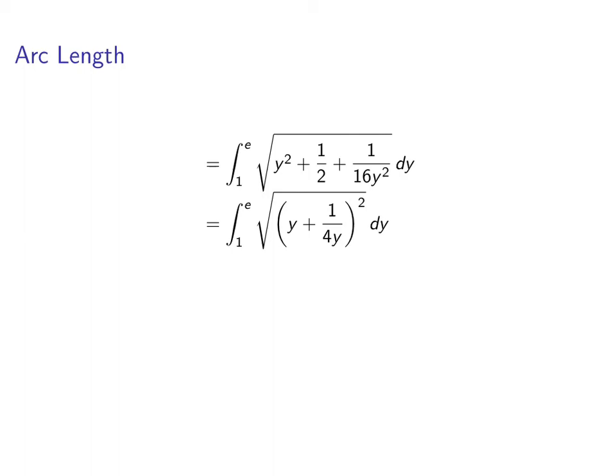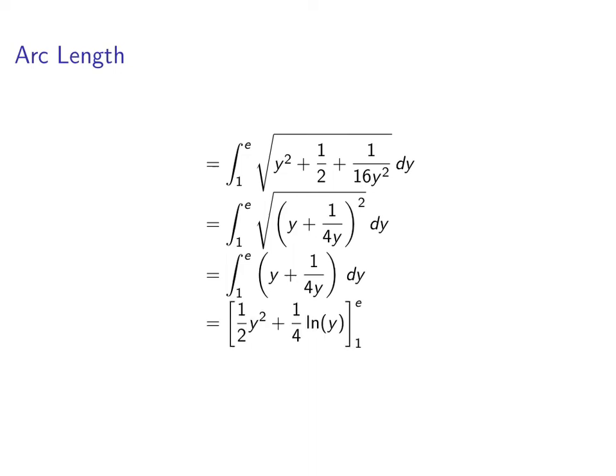And so now we can cancel the square root and the square because the thing on the inside is always positive. So now we have the integral from 1 to e of y plus 1 over 4y dy. All right, maybe not trivial, but certainly easy to compute. We end up with 1/2 y squared plus 1/4 log y evaluated from 1 to e. Plug everything in, and we get this as our final answer.